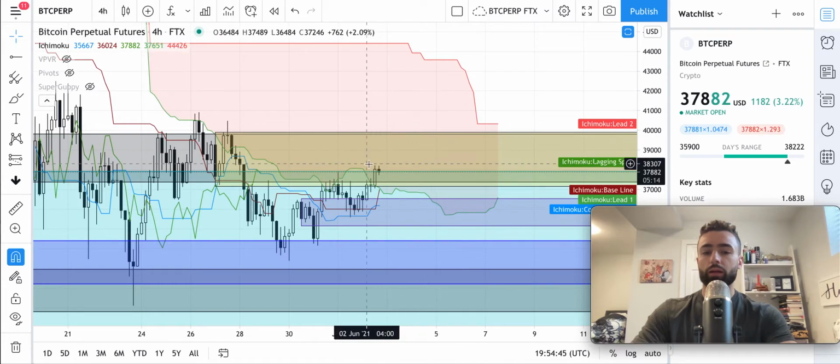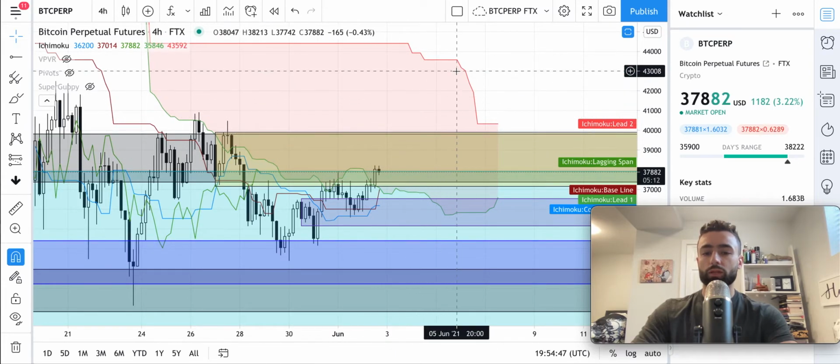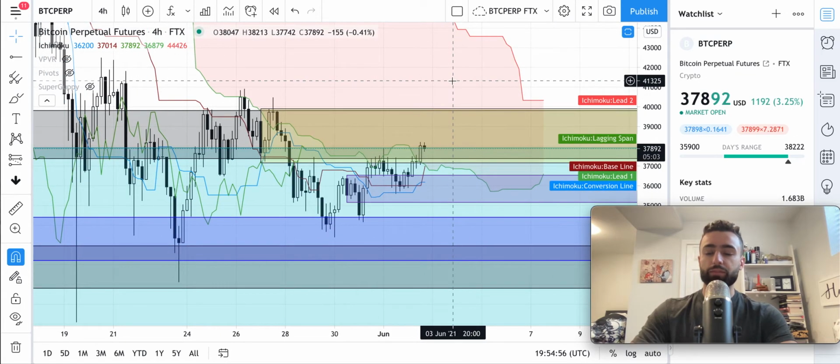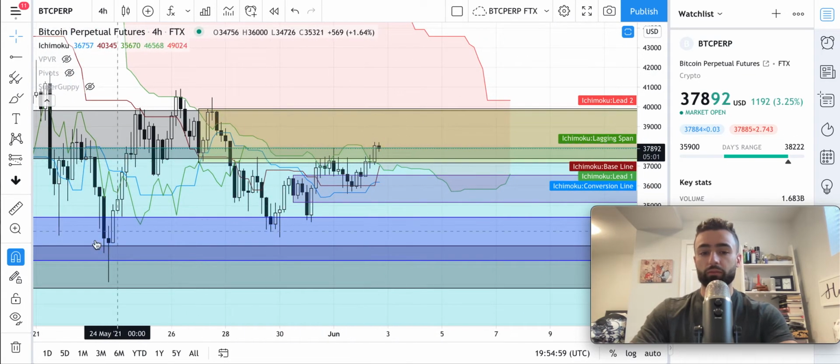Now you can see the cloud changes as we move through time, so it gets lower as we go. But if we were to hit the top of the cloud somewhere before June 5th, that takes us up to about 43.5K. And so there is a potential for an edge-to-edge trade here from there to there.